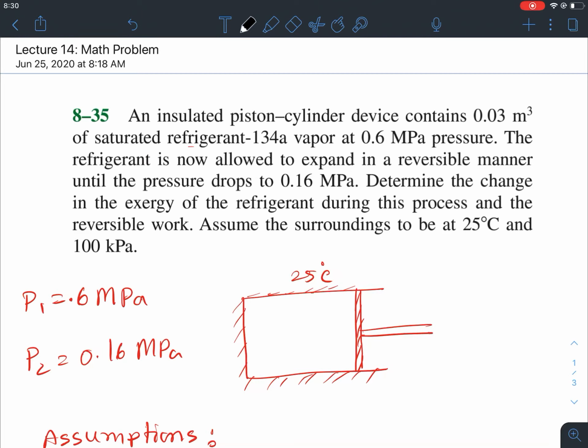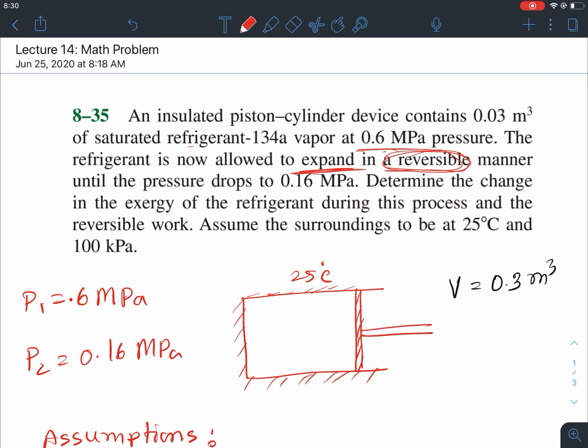Alright class, let's go ahead and solve this problem 8-35. Basically it's telling us that an insulated piston cylinder device contains 0.3 meter cube of saturated refrigerant, right? So the volume of the refrigerant is equal to 0.3 meter cube, and at state 1 the pressure was 0.6 megapascal, so we record this one.